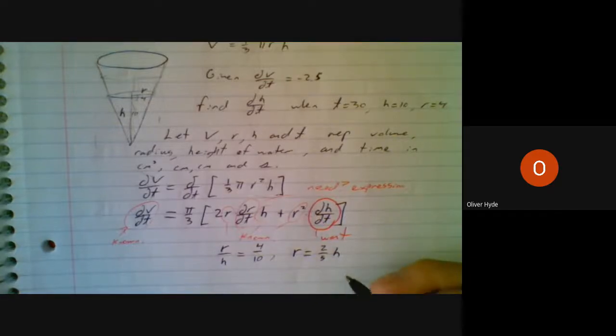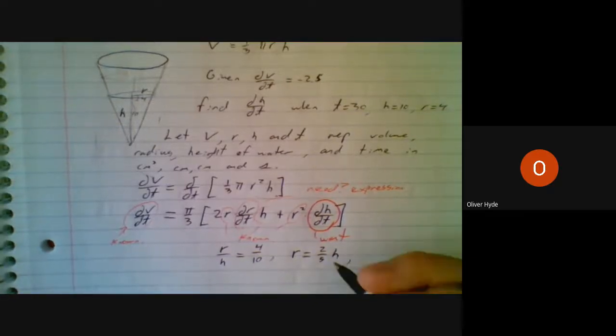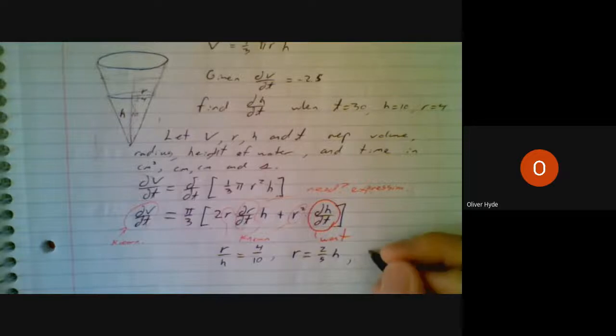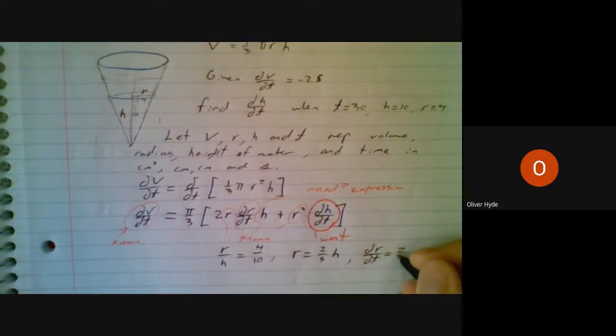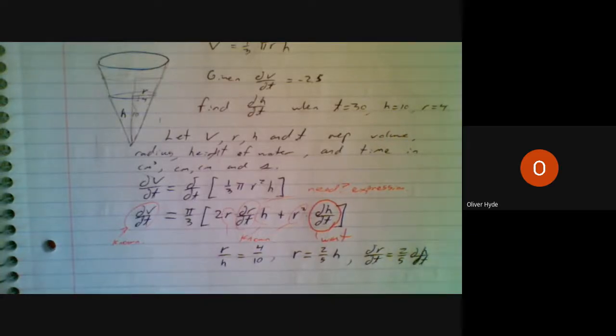And I discover, maybe it's not surprising, that if the radius is going to be 2/5 of the height, then the rate of change of the radius with respect to time is going to be 2/5 of the rate of change of the height with respect to time. So now I know an expression for dr by dt in terms of dh by dt, which is what I want. It's another unknown quantity, but it's the unknown quantity that I'm trying to solve for.